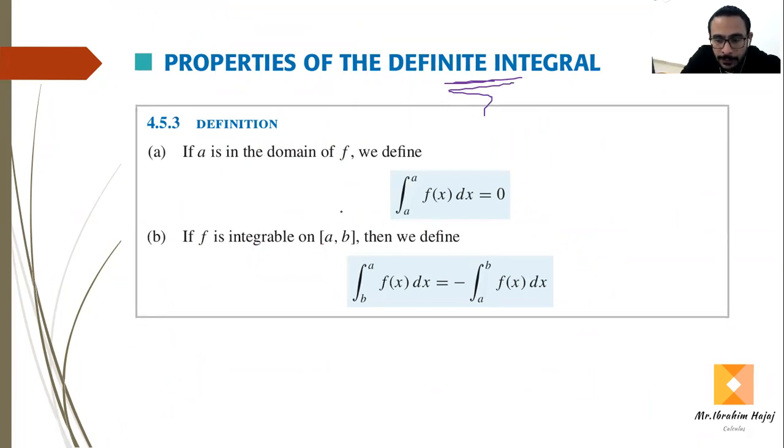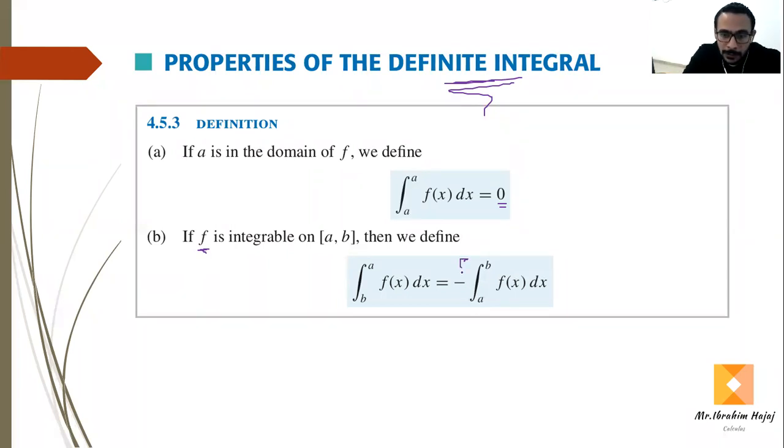If A is in the domain of F, so if you find, guys, the area from A to A, it gives us 0. From 1 to 1, from 0 to 0, from 2 to 2. A is in the domain of the function, so it's 0. If F is an integrable function on the closed interval AB, you can change the upper and lower limits of the integration.